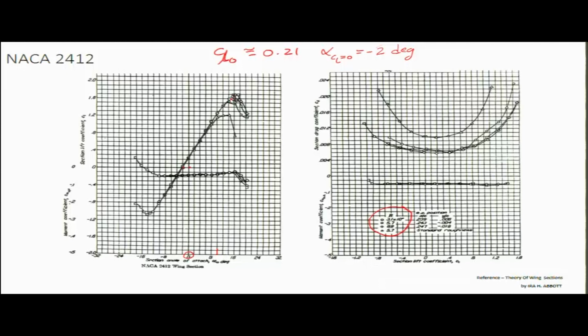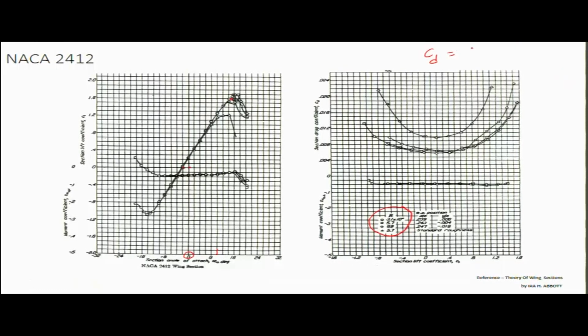This particular airfoil stalls at an angle of attack of approximately 15 degrees. Right? Alpha stall is approximately 15 degrees, and the corresponding value of Cl is 1.6. So Cl 2D max is 1.6.